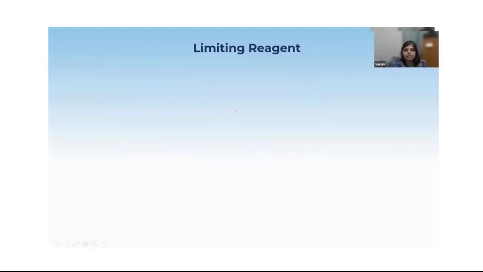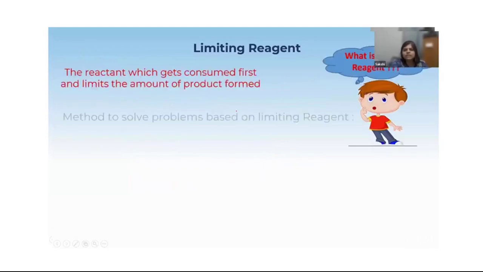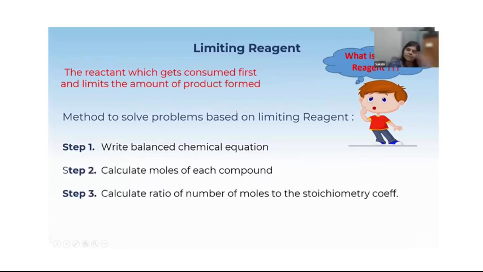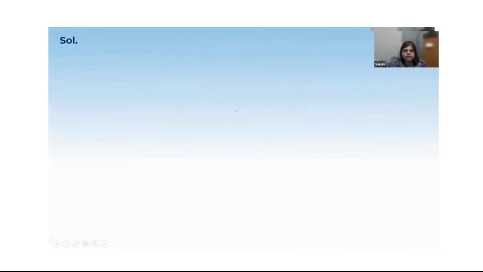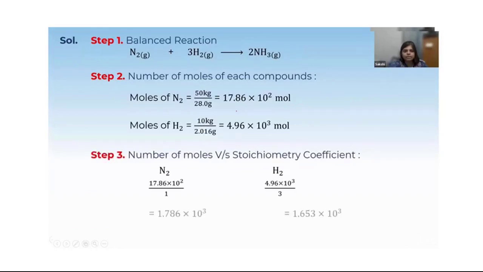Okay. Now let us come to our next topic, that is limiting reagent. What is limiting reagent? Let us understand. Limiting reagent is something that limits the reaction. So how do we find out the limiting reagent? Similarly, write the balanced equation, calculate the moles of each compound, then we calculate the ratio. Let us have a look at the problem.